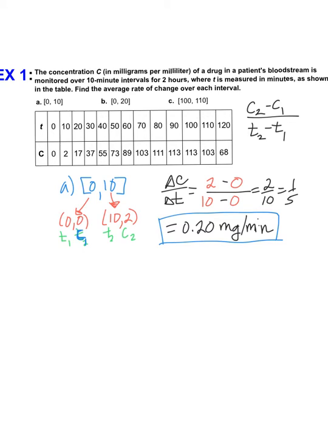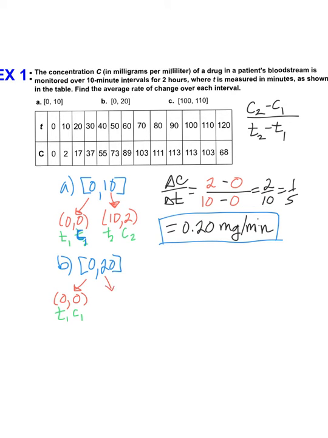Now let's look at the second interval. The second interval is from 0 to 20. Again, we need to get our ordered pairs from the table. So 0 is my first X value, so that's 0. And then according to the table, as we used before, the Y value is going to be C. So this is going to give me my T sub 1 and my C sub 1.